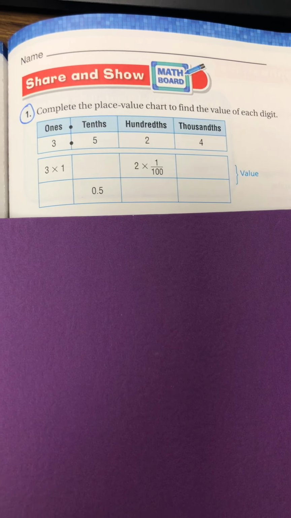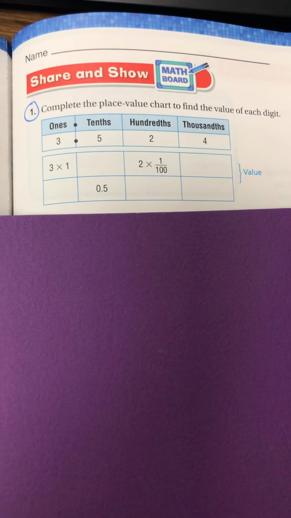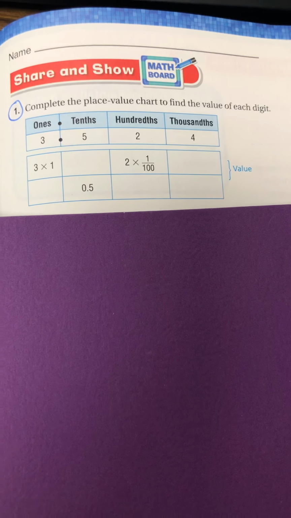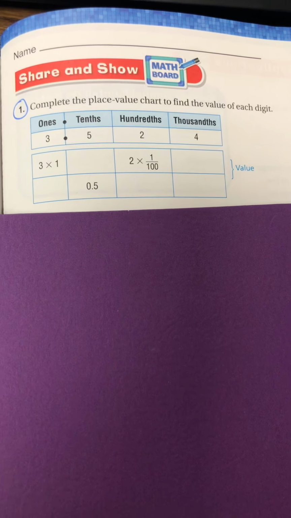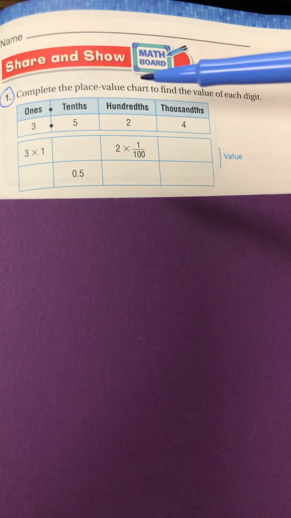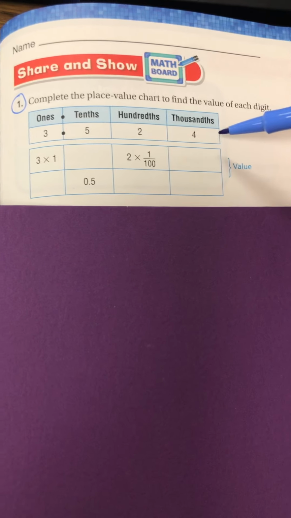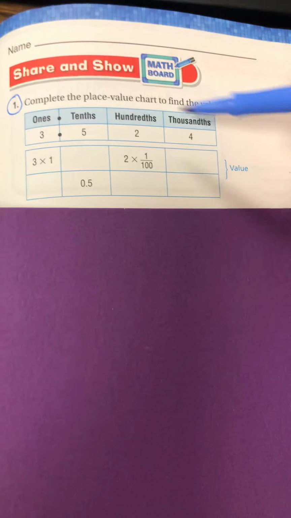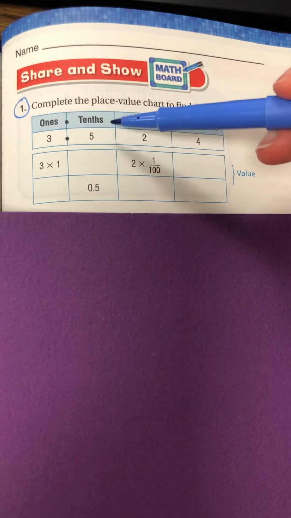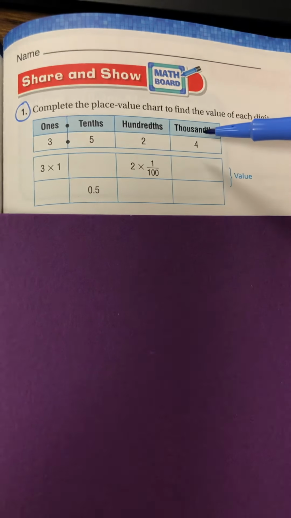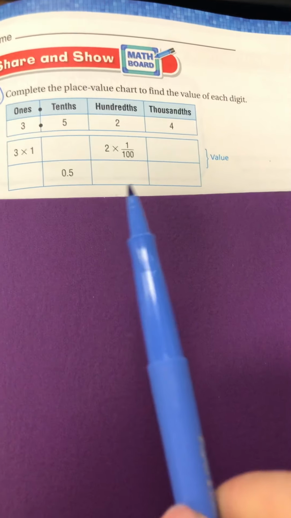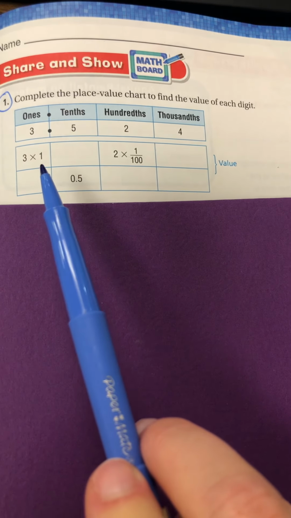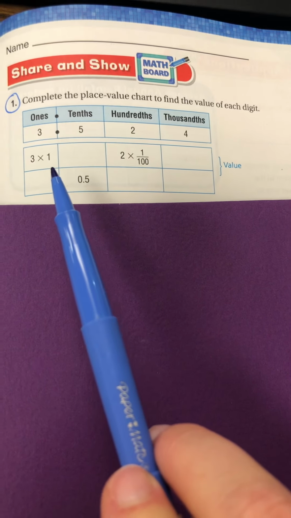Okay, here are examples from page 159. Complete the place value chart to find the value of each digit. Now, the number that we are working with is up here, 3 and 524 thousandths. So 3.524. Okay? Now, if we were to break this down into expanded form, the 3 would equal 3 times 1.